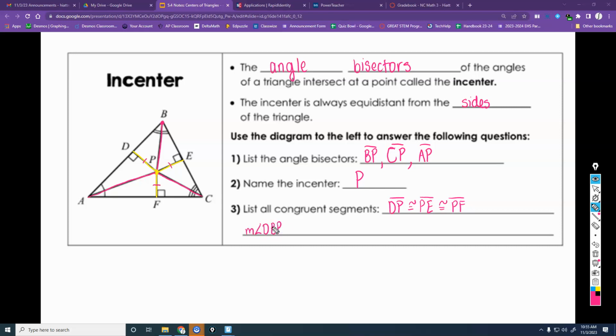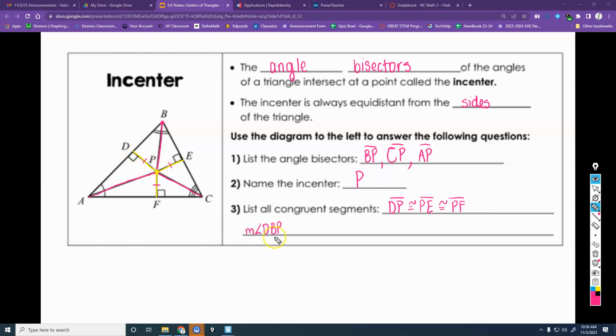That M before it means measure of the angle DBP. Whenever I name an angle, like this little angle right here, I need to use three letters unless there is only one angle at that letter. I cannot call this angle B because there are three different angles at B, and I don't know which one you're talking about, this angle or the whole angle. So most of the time we'll name our angles with three letters.